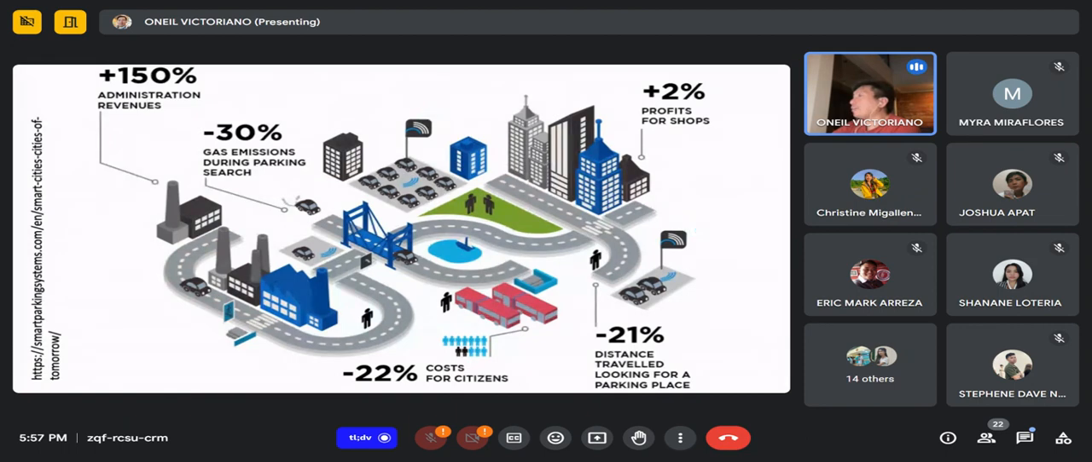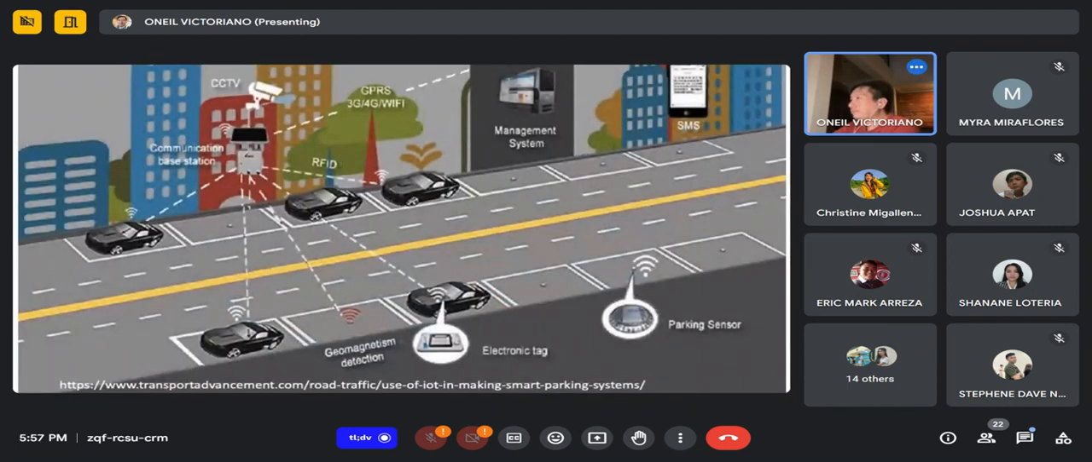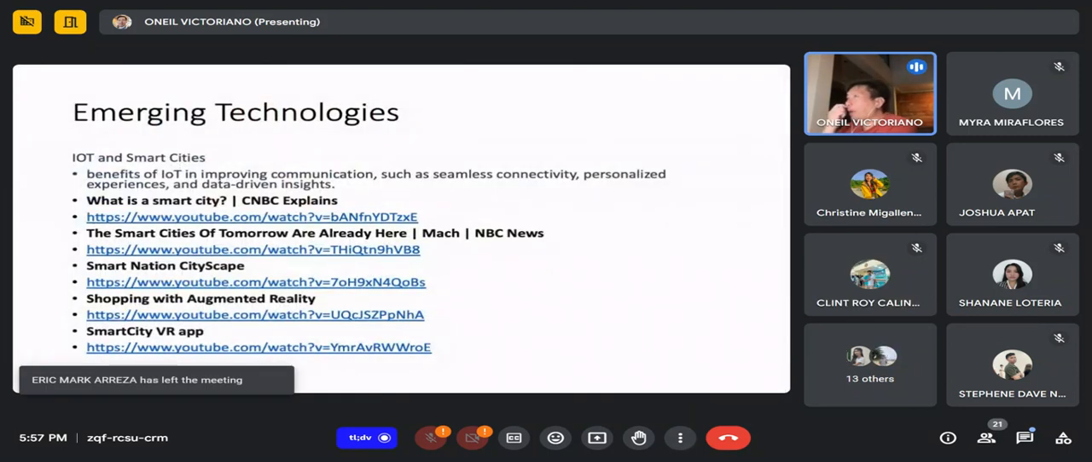As examiners, you should be able to understand this IoT and smart devices, smart cities, or smart technologies. To know more, you have a lot of items here, but on your free time, you can click this one, for emerging technologies for IoT and smart cities.